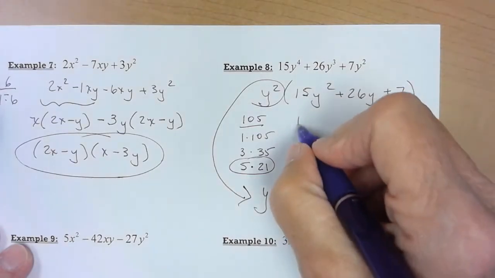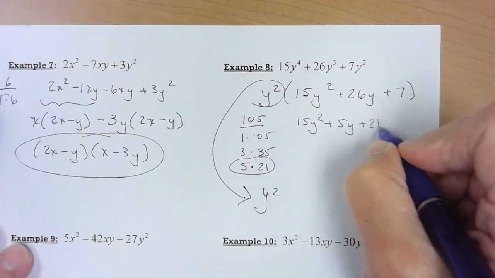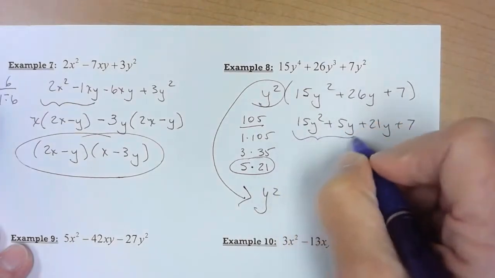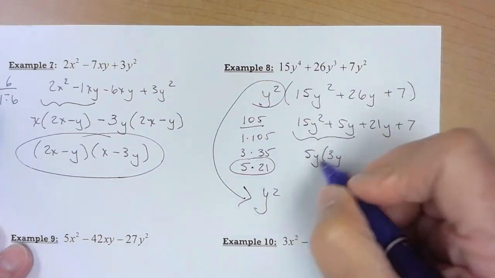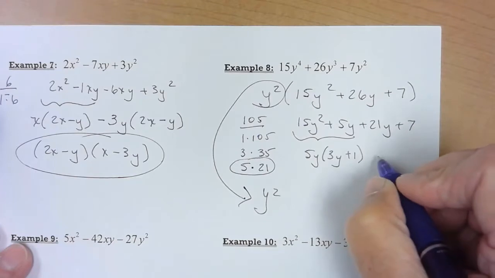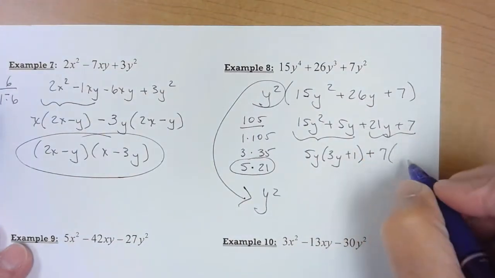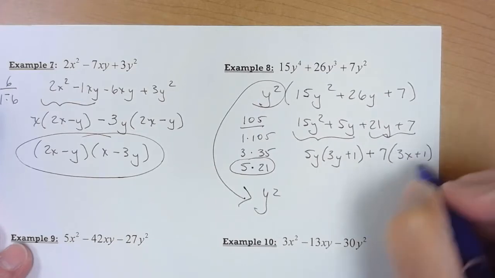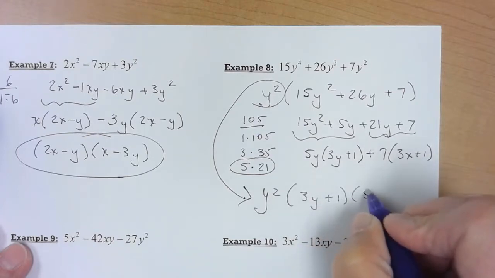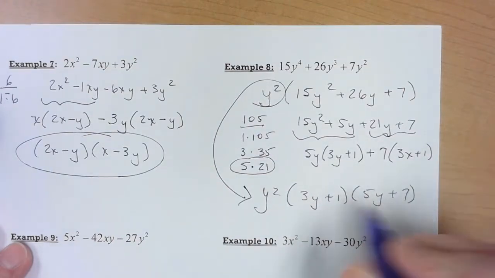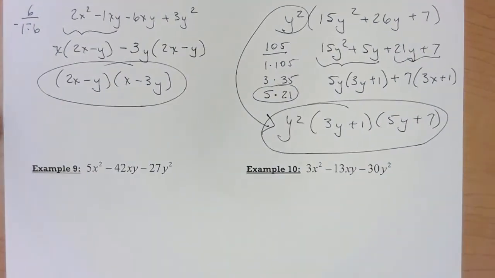Get my calculator out of the way. That will give me a 3y. 5y divided by itself is a +1. Second group, sign comes down. A 7 will be factored out. My parentheses do match, so 3y plus 1, 5y plus 7. There it is.